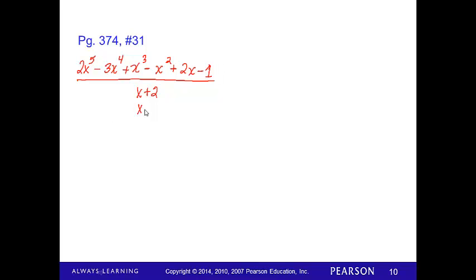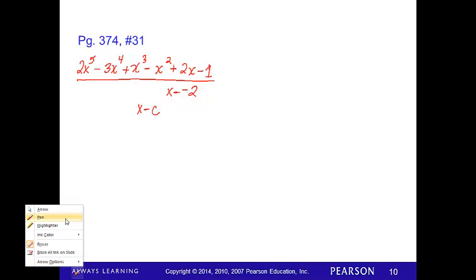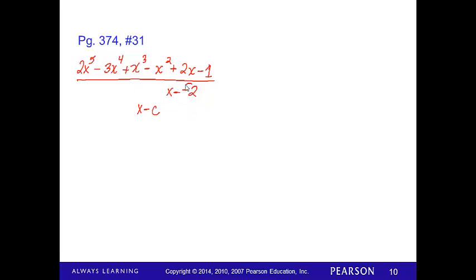So remember, it has to be in the form x minus c. There has to be a minus sign here. So how can we rewrite x plus 2 so it has a minus sign in it? We will write it as x minus negative 2. Now we have the minus sign, which means the c is really negative 2, not positive 2. Write the negative 2, put it inside the backwards L, and write down the coefficients. So 2, negative 3, 1, negative 1, 2, negative 1.